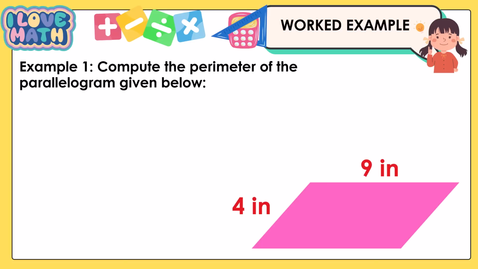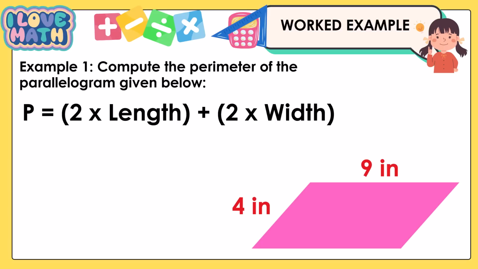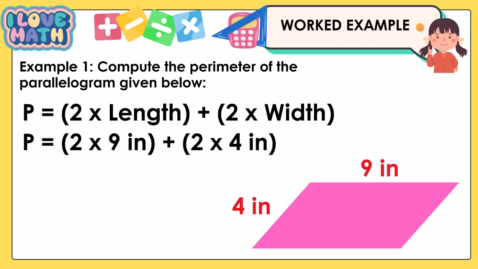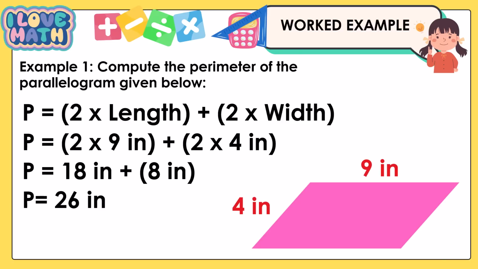Example number 1. Compute the perimeter of the parallelogram given below. P is equal to 2 times length plus 2 times width. P is equal to 2 times 9 inches plus 2 times 4 inches. P is equal to 18 inches plus 8 inches. P is equal to 26 inches.